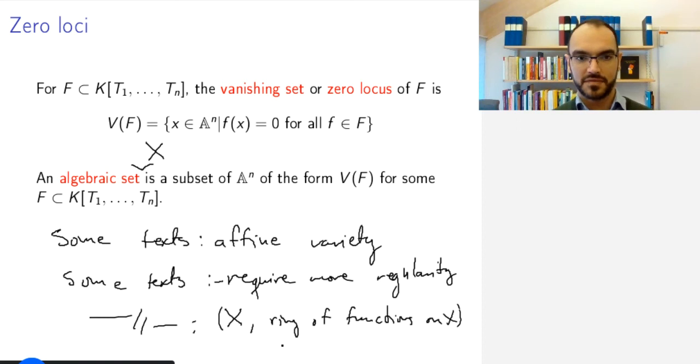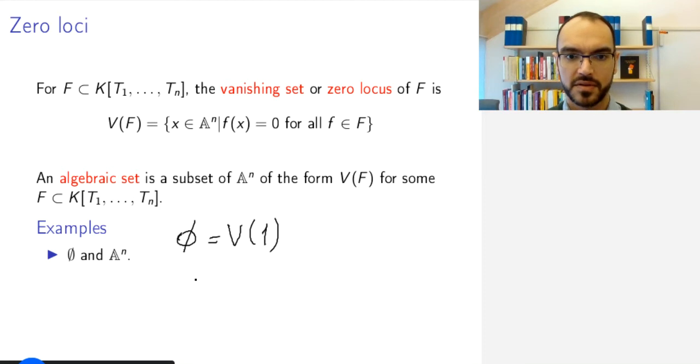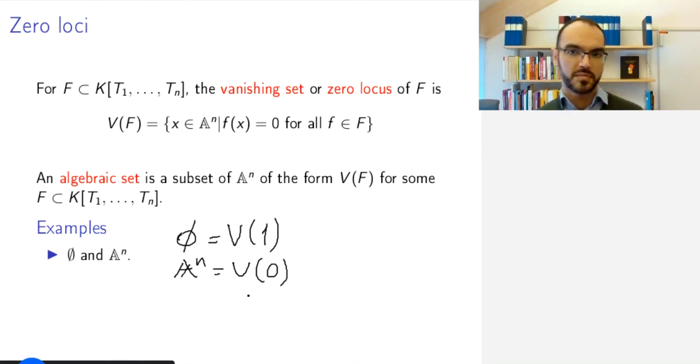So for now, let's just call these algebraic sets, knowing that they are the building block of everything that we will do in algebraic geometry in the future. So let's look at some examples. The empty set is an algebraic set because the empty set is the vanishing set of the constant polynomial 1. And the whole affine space is the vanishing set of the polynomial that's constantly 0. So these are algebraic sets.